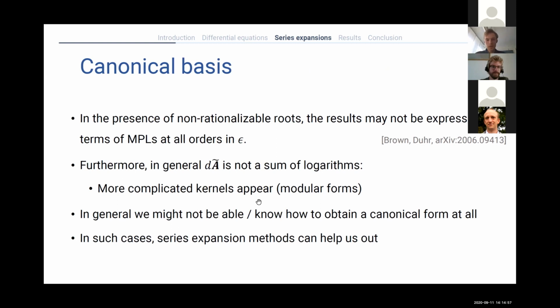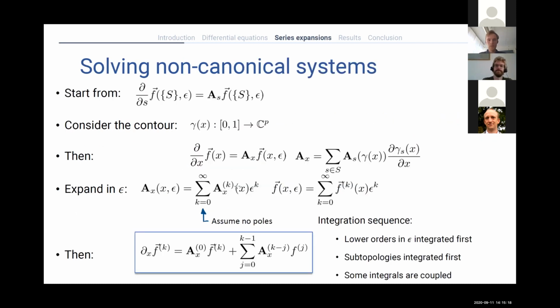But in general, this all doesn't necessarily work because you might not have a canonical form, or your matrix valued 1-form is not a sum of d logs. And also more complicated kernels may appear, and you might not have studied sufficiently the iterated integrals that they give rise to. So in that case, you end up with these non-canonical systems. And so what I'll explain next is how you can solve those.